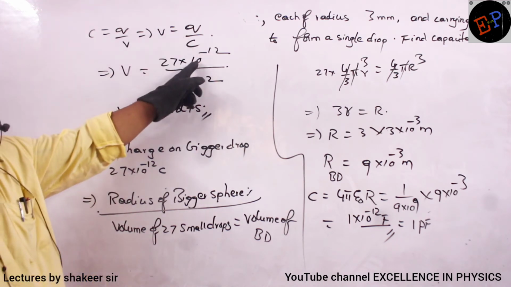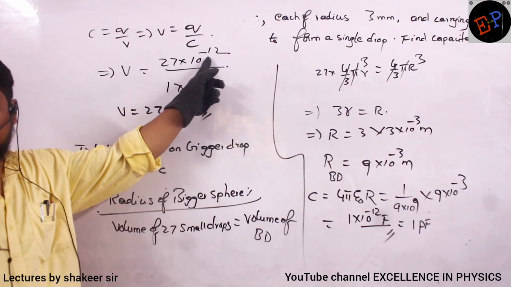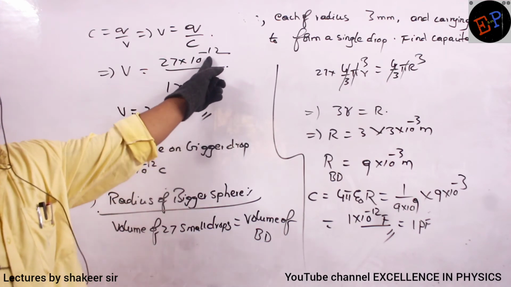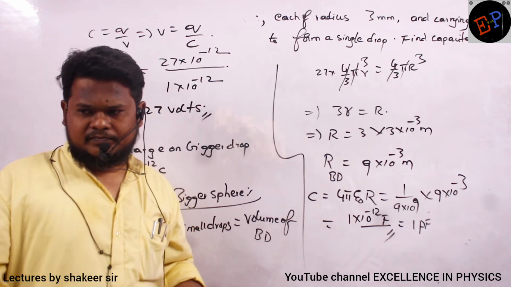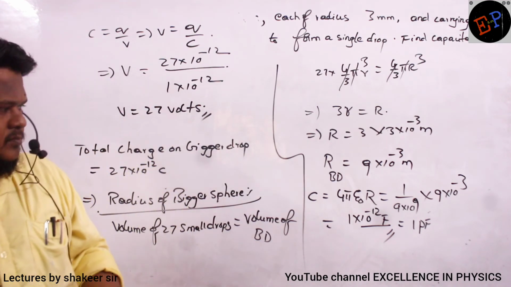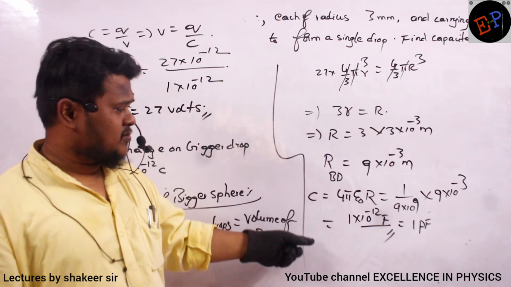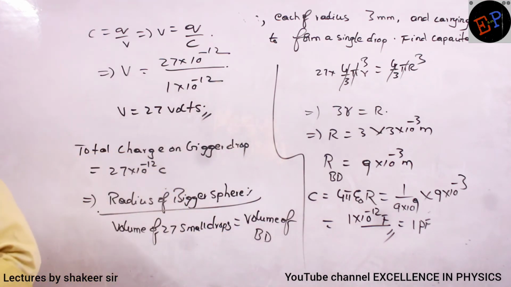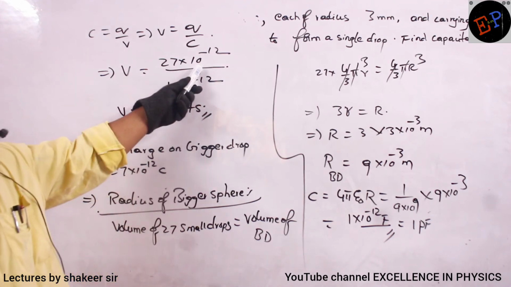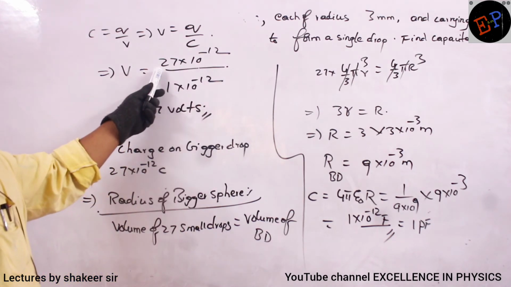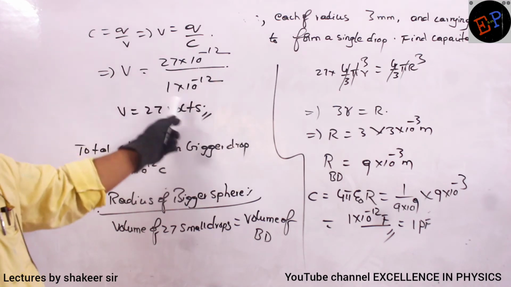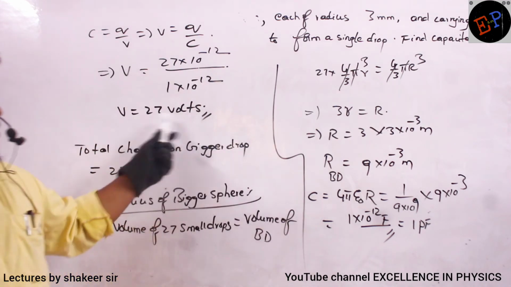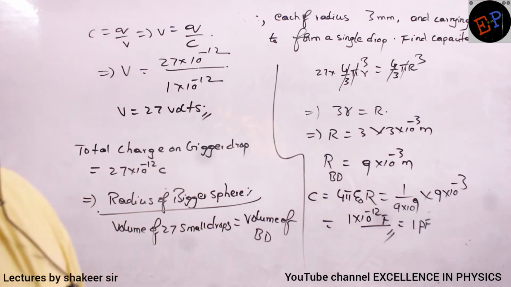This 10 power minus 12 is the charge possessed by a single small sphere, no? When you combine them, the charge becomes 27 times. The charge of the bigger sphere is how much? 27. The charge of the smaller sphere is only 10 power minus 12. 27 drops are there, so 27 into 10 power minus 12, divided by the capacitance of the bigger one, which is 1 picofarad. That's all, 27 volts. Okay?